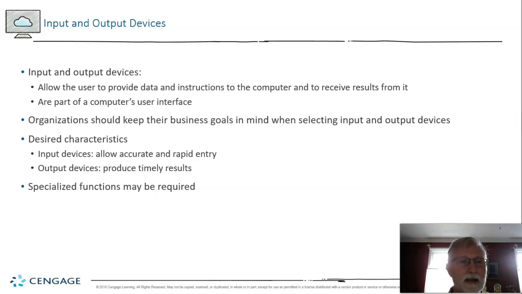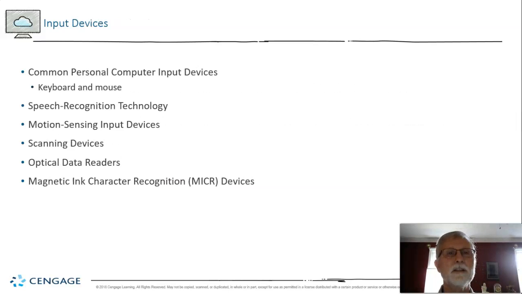Now, input-output devices basically allow me to get data in and out of my computer. A lot of organizations want to make sure they select input-output devices that match the business goals they have in mind. You want to make sure your input device is accurate and fast. Your output devices, you want to make sure they're timely. And sometimes you can get specialized functions if you need to.